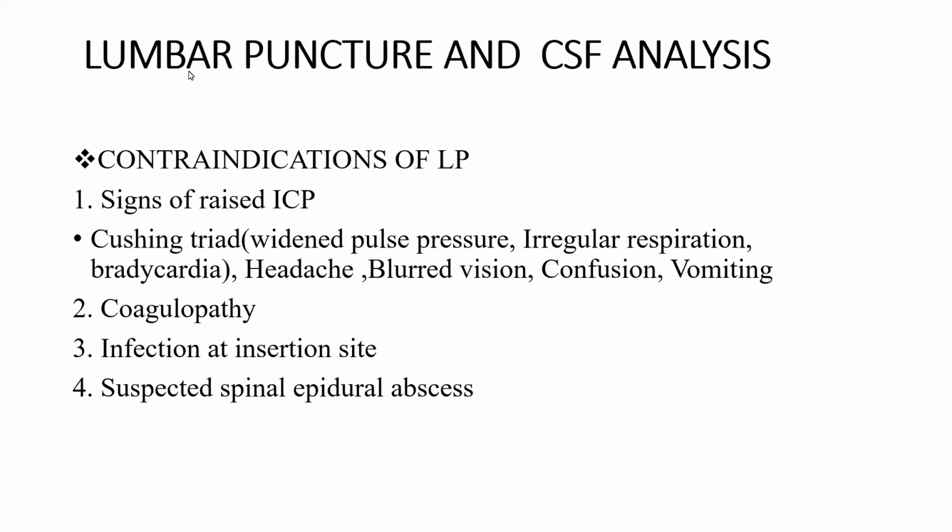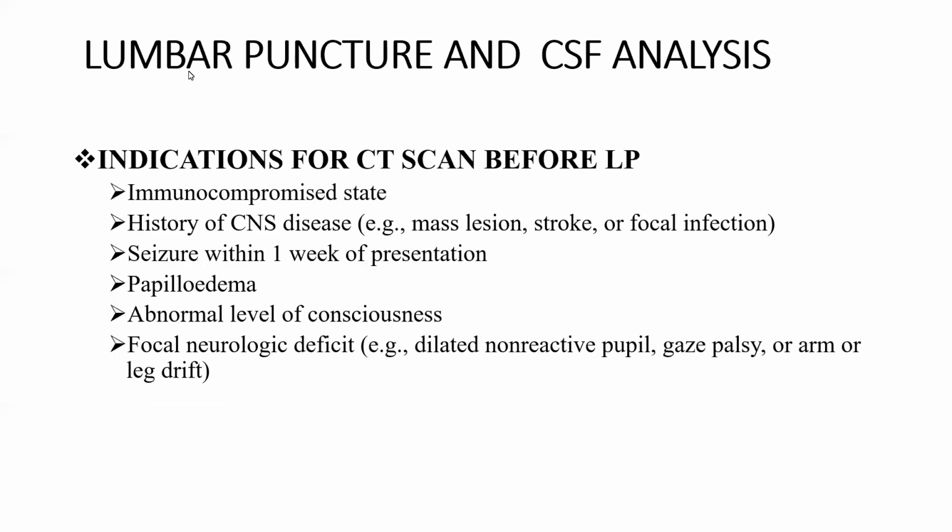The contraindications to lumbar puncture include the signs of increased intracranial pressure: the Cushing triad, widened pulse pressure, irregular respiration and bradycardia, headache, blurred vision, confusion and vomiting. Coagulopathy, infection at the insertion site, and suspected spinal epidural abscess are other contraindications to lumbar puncture.